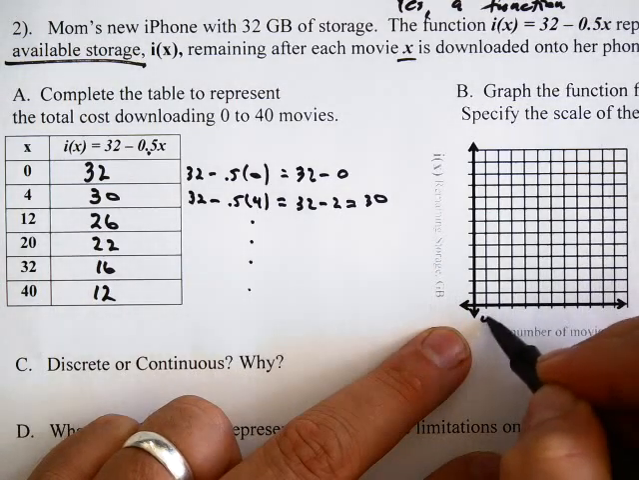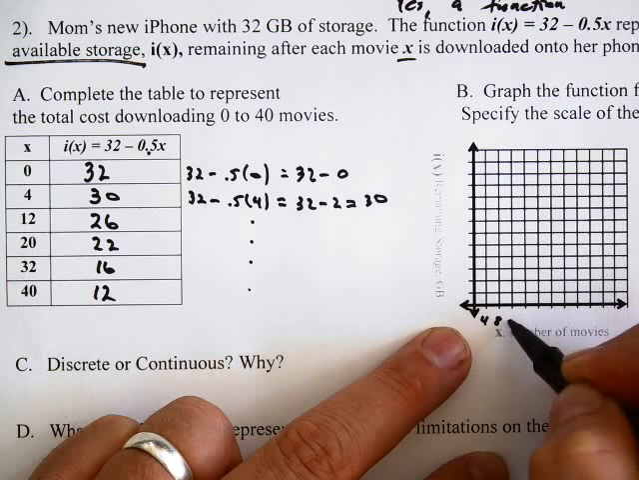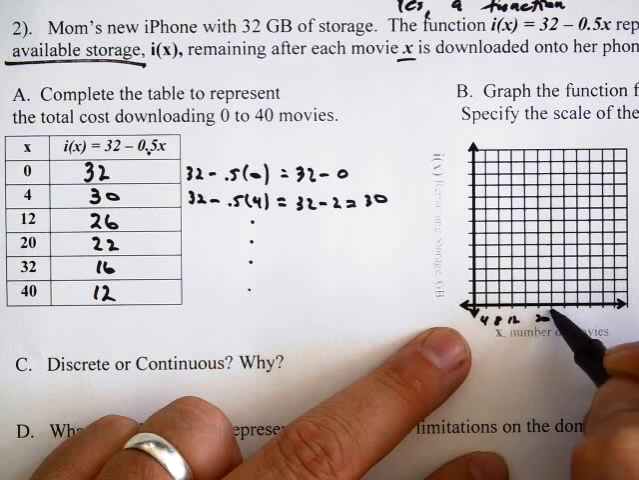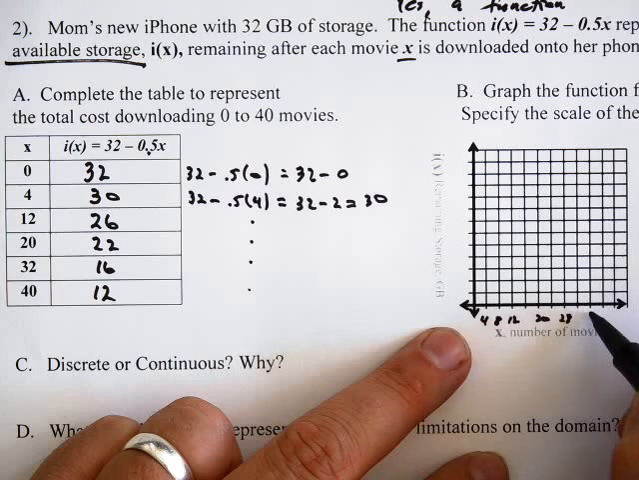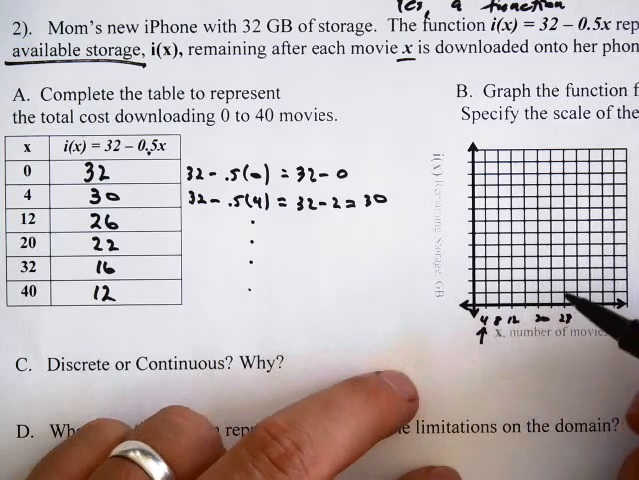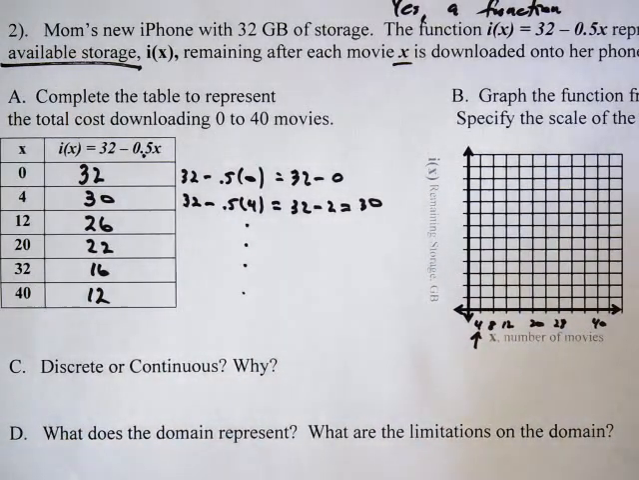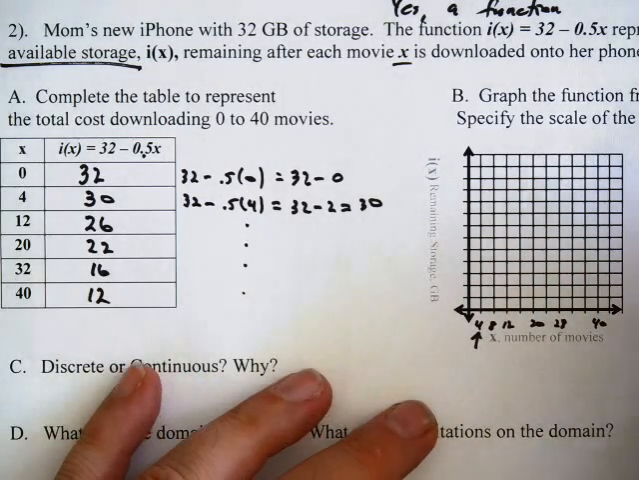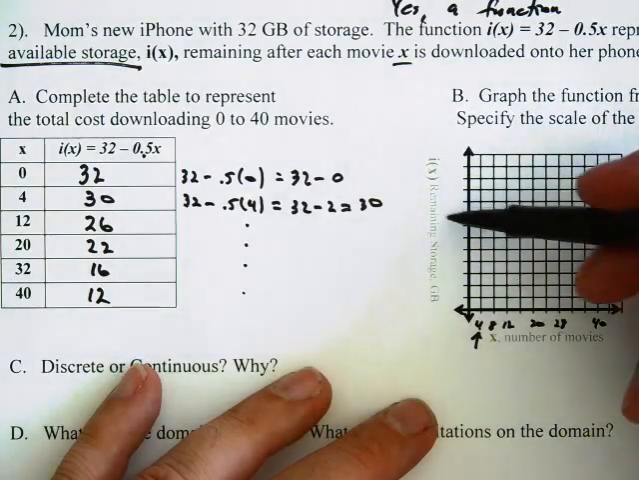I'll go by 4s. 4, 8, 12, 16, 20, 24, 28, 32, 36, 40. Really, you only need that first one right there, but you should definitely check with your teacher. But as long as they're going by equal increments. Now, what about the amount of free space, remaining storage?